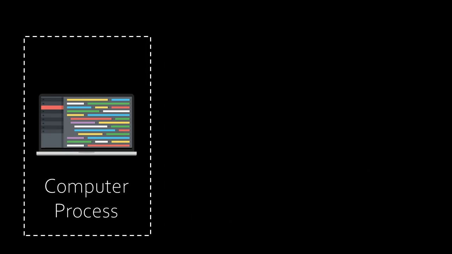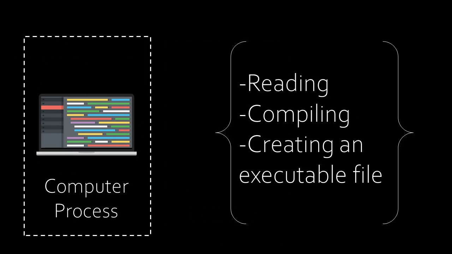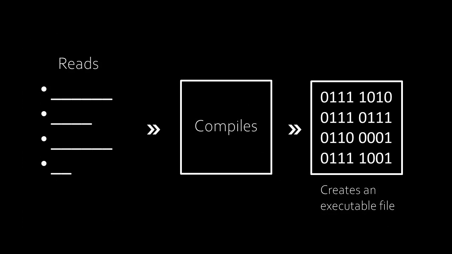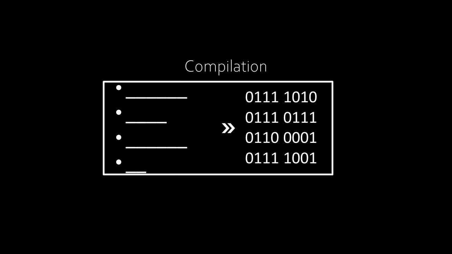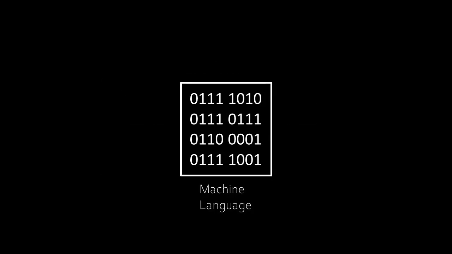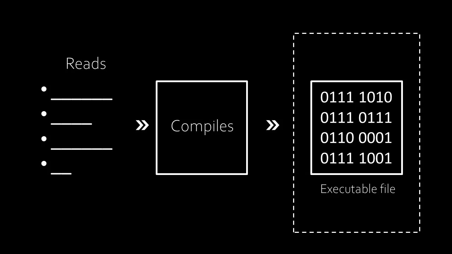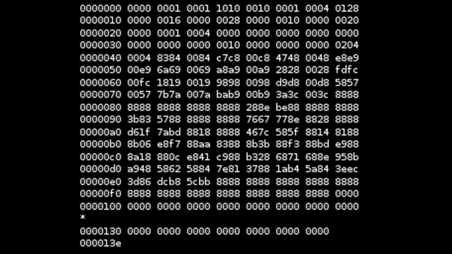So what does this computer process do? The first and foremost task is to read the code written by humans, and then change it to something known as machine language. Machine language is a language that computers can understand and humans cannot. After that, it creates an executable file. An executable file is a file that consists of instructions a computer has to perform, and it is in machine language. It is very tough for humans to understand this code. This is how machine code looks. Can you understand? No, right? We don't have to worry about all this.